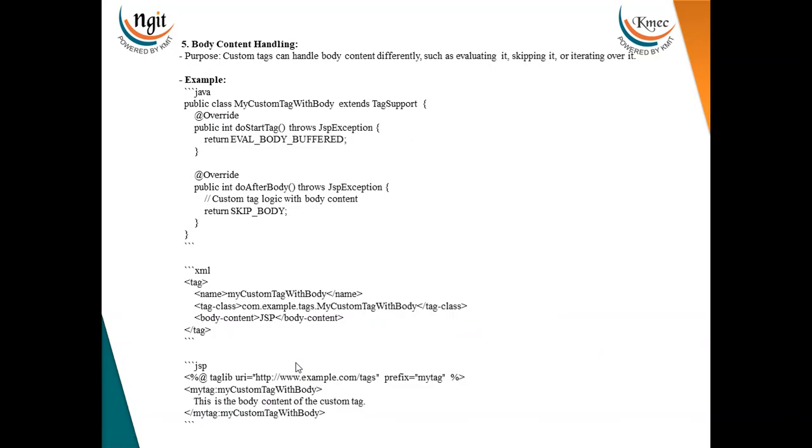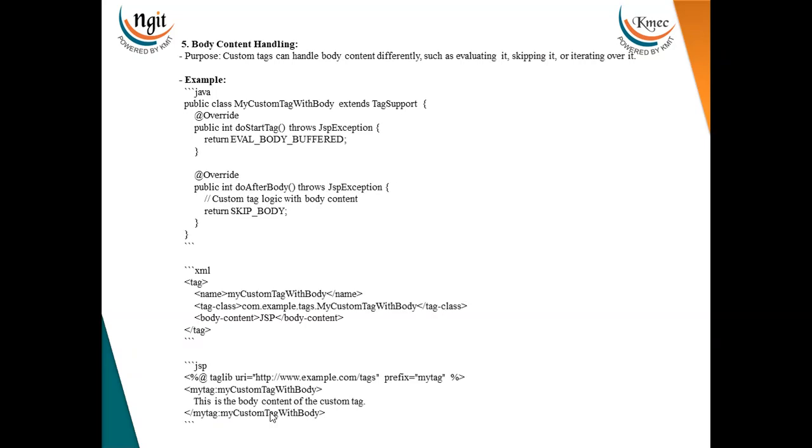And body content handling: custom tags can handle body content differently, such as evaluating it, skipping it, or iterating over it. Okay, so we have seen iteration and evaluating. See, we have seen how to evaluate, right? How are we going to implement this custom tag? How are we going to use it? Use that custom tag using the prefix. Okay, this is about our JSP custom tags.